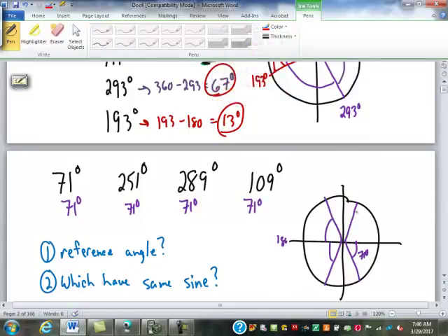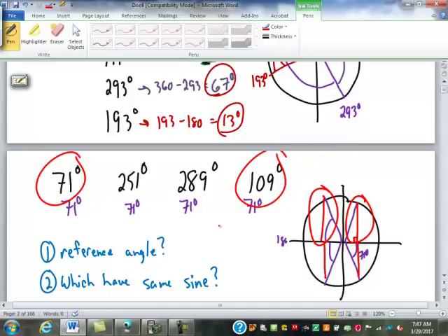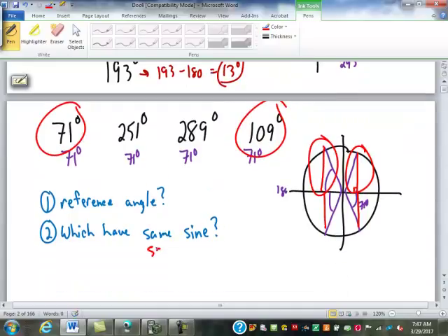They're going to come in pairs. All of them have a sine that's the same length. The difference is two of them are negative and two of them are positive. Which two are positive? Those two, right? The two that are supplements will have the same sine. You have to first know that they have the same reference angle. And you know that if they're supplements, they will have the same reference angle.